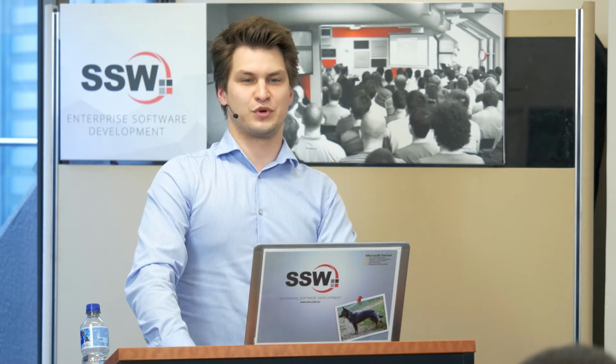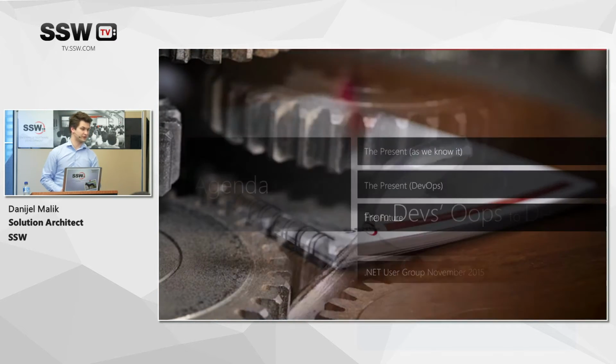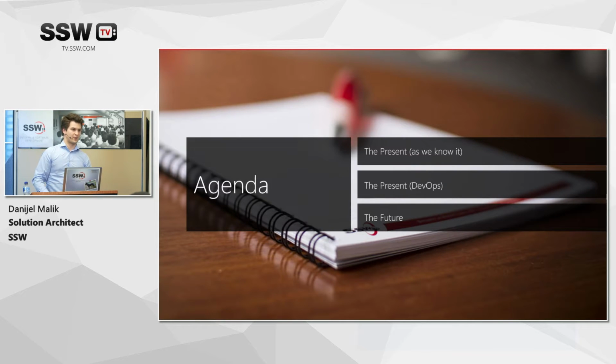As you can see, the title is pretty descriptive. We're going to talk about how to move from DevOps to DevOps. And the agenda is fairly straightforward. First we're going to look at what the present is, things as we know them, and what's causing problems and blocks to move to the proper DevOps. Then we're going to talk about how we can do DevOps today, and then a bit about the future, how we should be doing it as we go, and some new cool technologies come in.